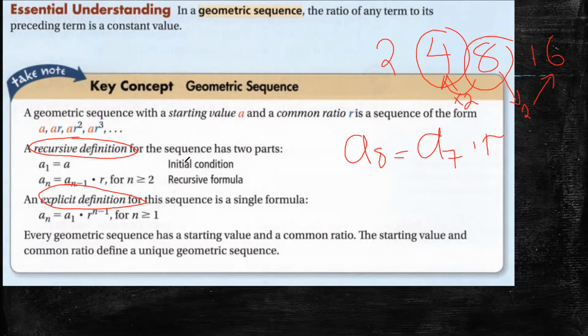Is it clear? Yes, miss. Yes, teacher. This is for the recursive. In the recursive, if I want to find any term, I must need the previous one. The explicit, no. In the explicit, he told me that if you want to find any number of term, you just need the first term.